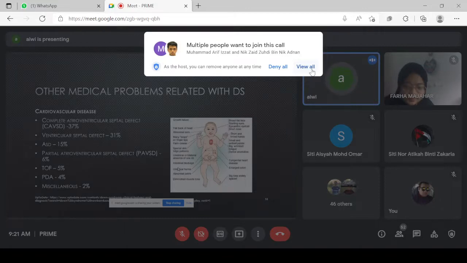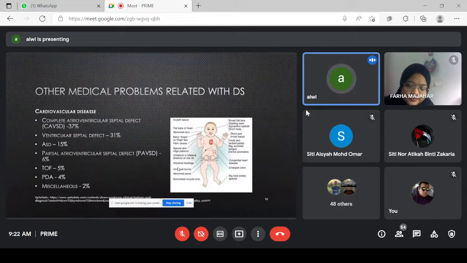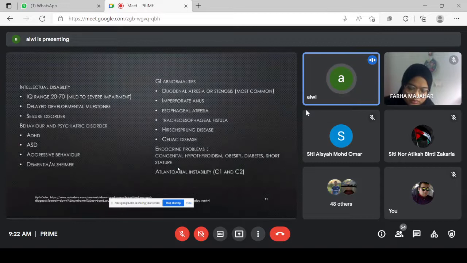Okay, other medical problems that are very important for you to know and that you need to screen for: number one is cardiac defect. Cardiac defect is the number one cause of morbidity and mortality in neonates. About 30% at least of Down syndrome will have some kind of cardiac problem. The most common are complete AVSD, VSD, ASD. It can be anything, but usually they will have one or two. Sometimes they may be born with complex congenital heart disease as well. On top of that, they can also have hypothyroidism. Okay, intellectual disability.